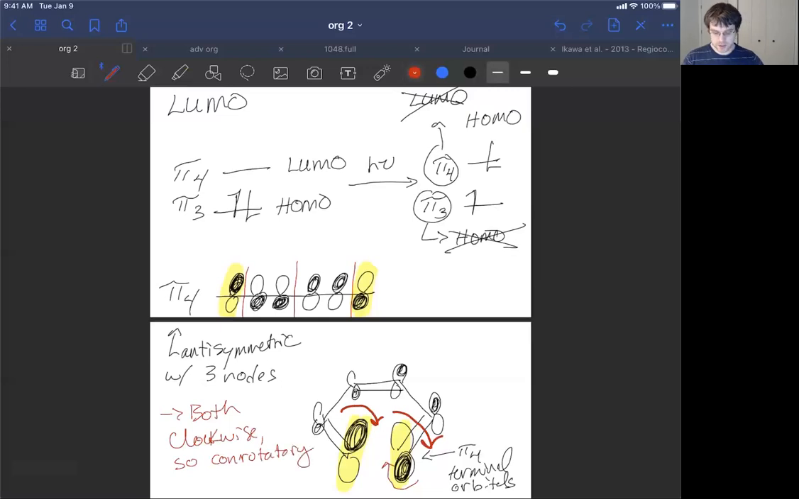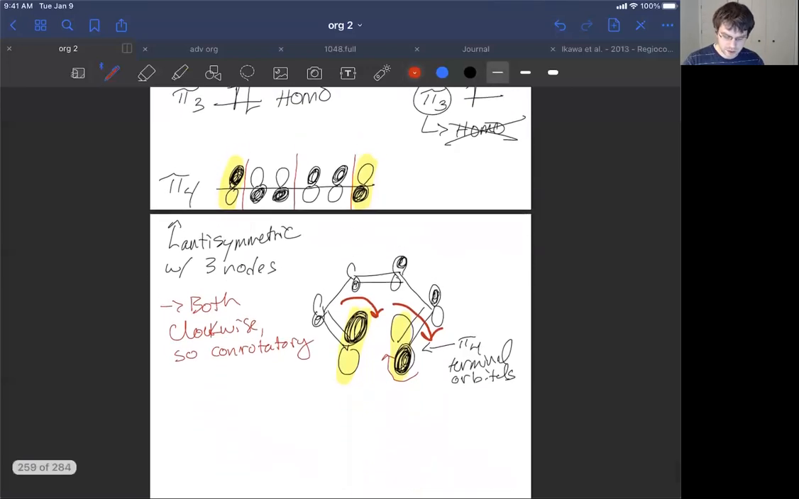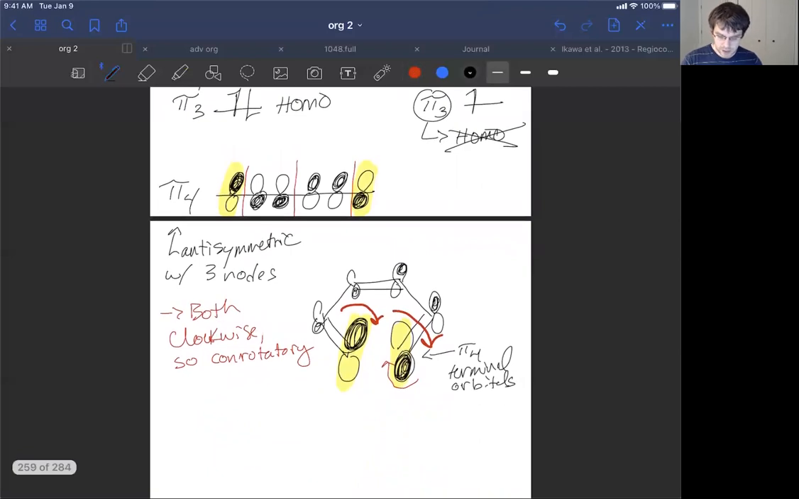They're both clockwise, so conrotatory. Now what that results in, after we do the 4 pi electrocyclic ring closing reaction, is that we get to something that looks like this. So again, I chose to have my shaded lobes overlapping with each other.